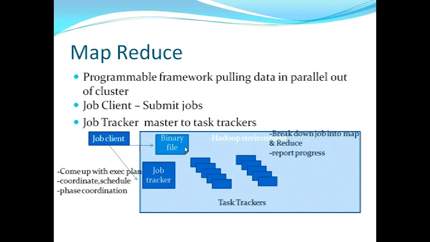Task trackers are the ones which break down the jobs into tasks like map and reduce tasks. Every task tracker has slots on it. Task trackers take the map and reduce functions out of the compiled binary and throw them into these task slots, which actually execute the map and reduce functions. They also report progress back to the job tracker. It's a very resilient architecture. If something fails, the job tracker will know about it and reschedule the task on another task tracker.